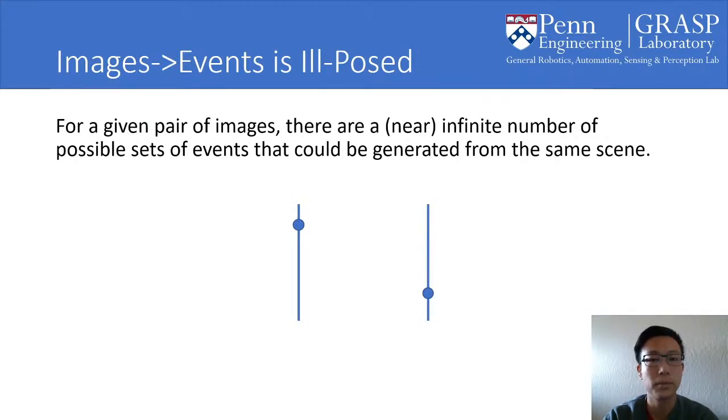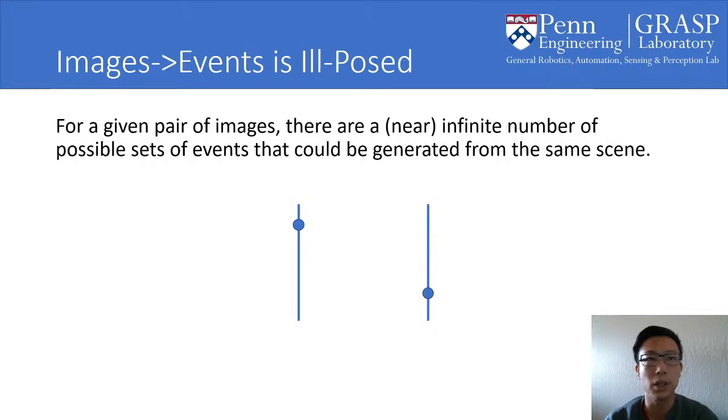Another additional problem in the event modeling problem is that the actual problem going from a pair of images to events that occur between these images is ill-posed. What I mean is that between any two pair of images, say the two blue lines that you see on the slide, there are a near infinite number of possible events that could be generated from the same scene.